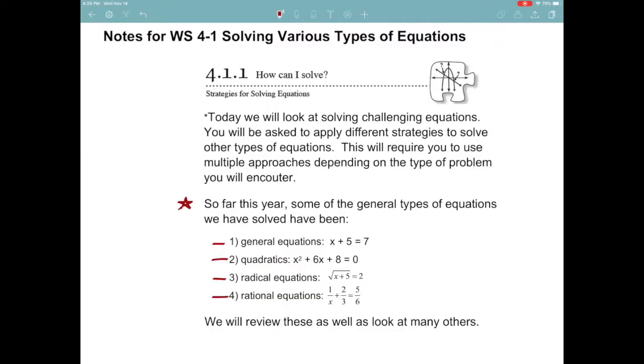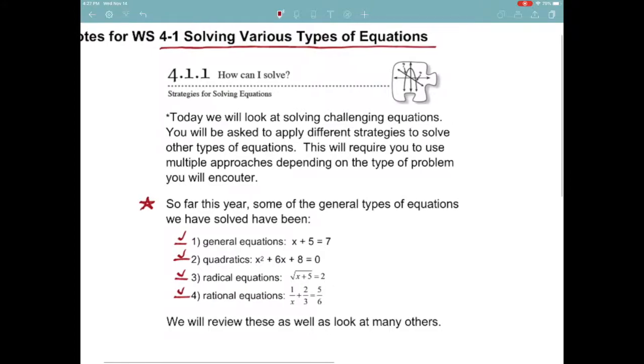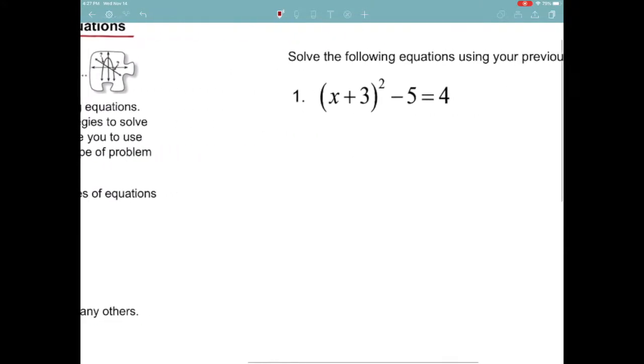All right, welcome to the notes for section 4-1. We're looking at solving various types of equations. So far this year, we've gone through and solved a variety of equations. We've looked at just general linear equations. We've talked about quadratic equations. We've worked on solving radical equations and rational equations. So today we're going to look at some of these and a couple others as we begin chapter 4.